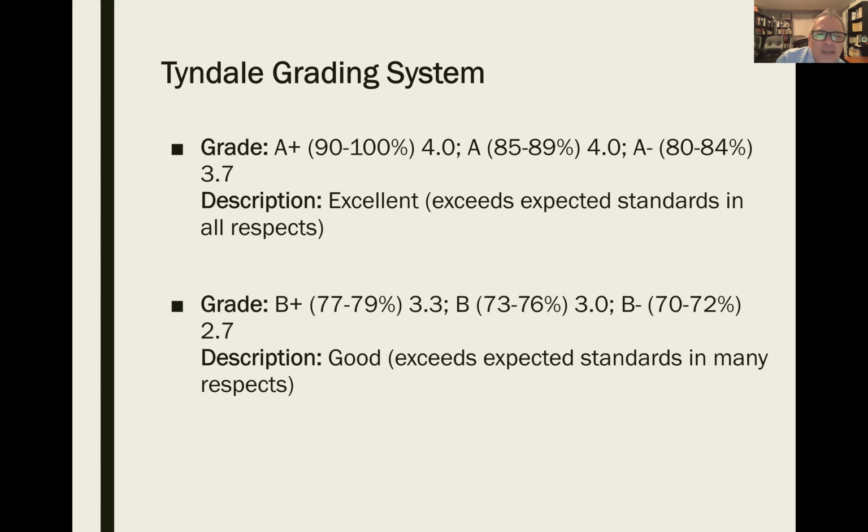I'm not going to go through this in great detail. You should know by now. But I just want to highlight the key difference between A and B in terms of grade. Of course, everybody wants an A, but to get an A, you basically have to exceed expected standards in all respects, not in some, not even in many. A B is exceeding expected standards in many respects. So please keep that in mind.